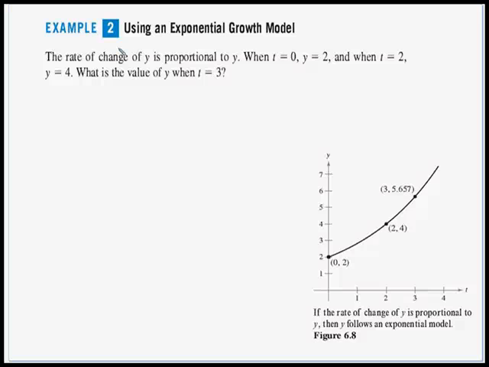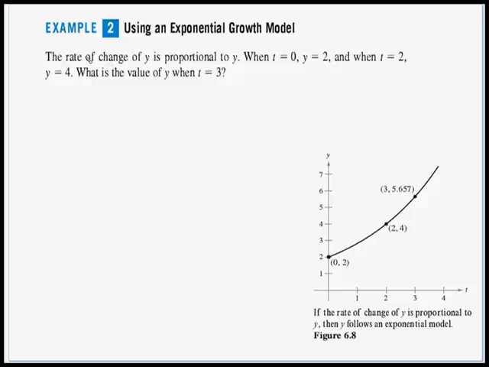So here in example 2, we are going to use an exponential growth model. It says the rate of change of y is proportional to y. When t is equal to 0, y is equal to 2, and when t is equal to 2, y is equal to 4. What is the value of y when t is equal to 3?